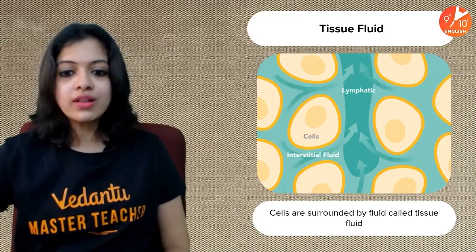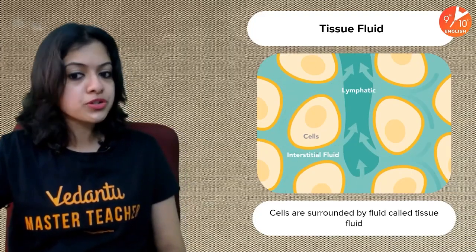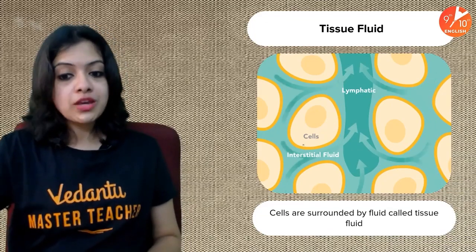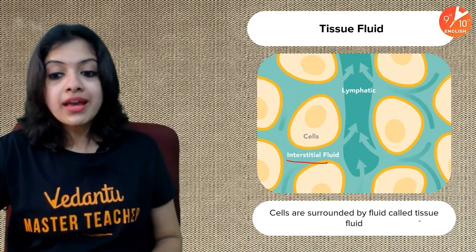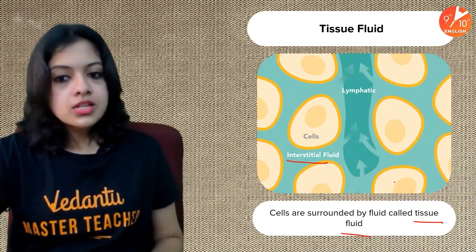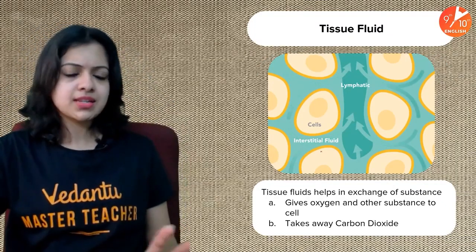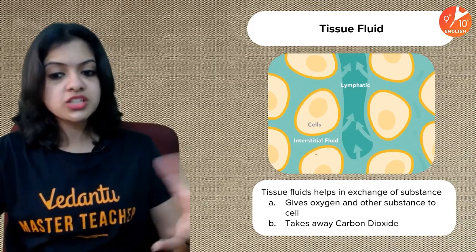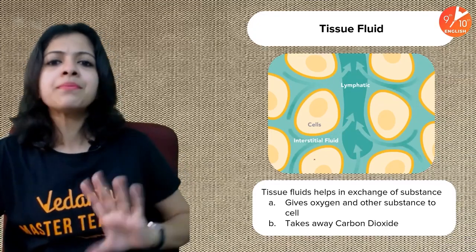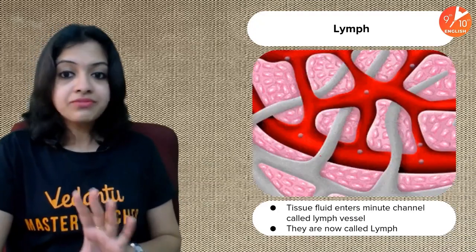This is what we call the tissue fluid. What is it? We know that tissues are made up of cells, right? These are adjacent cells which you see here, and the space around adjacent cells is what we call interstitial fluid or tissue fluid. All the time this keeps flowing. What is the function of tissue fluid? It helps in exchange of substances, which is basically giving oxygen and other substances to the cell, and at the same time taking carbon dioxide and many other waste matter away from the cells. This is why tissue fluid is always very important.